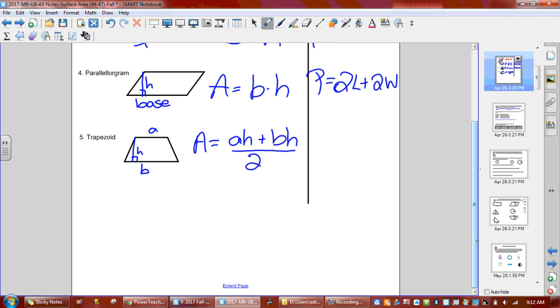And perimeter, again, you're going to add all the sides. Add all 4 sides.